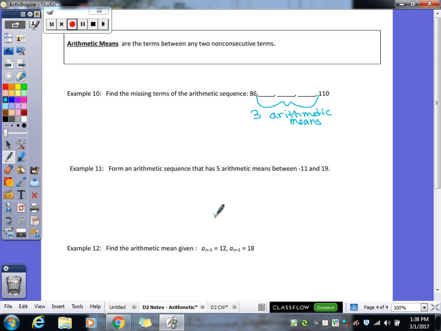If I had 10 spaces there, how many arithmetic means would I have? 10. So all the arithmetic means is how many spaces you have between those numbers. So, like we were doing on the last page, we have to find our common difference. So I'm labeling those as my terms, term 1, 2, 3, 4, and 5. I know term 1 and term 5, so I'm going to use those to find my common difference by doing the slope formula again. So 110 minus 86, term 5 minus term 1, over 5 minus 1.